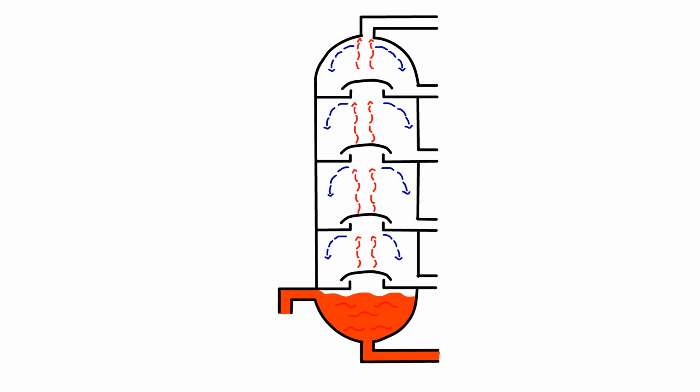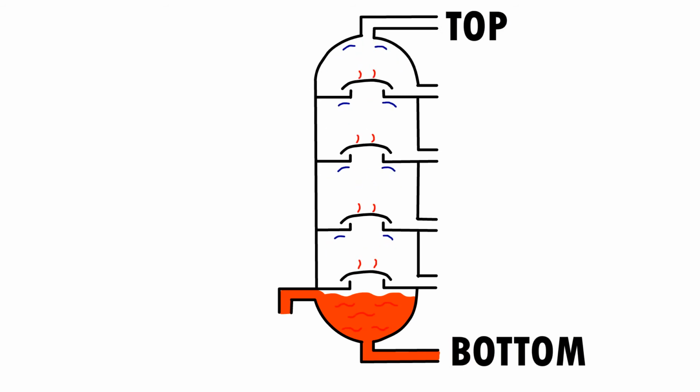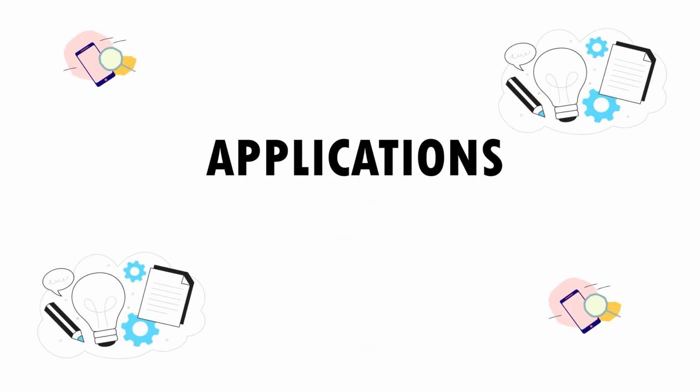Each cycle is known as a theoretical plate. In each cycle, the composition of the vapor phase in the column is enriched in the most volatile component. This is why, when the top is reached, the final product is almost pure. Now, let's review some applications for this process.